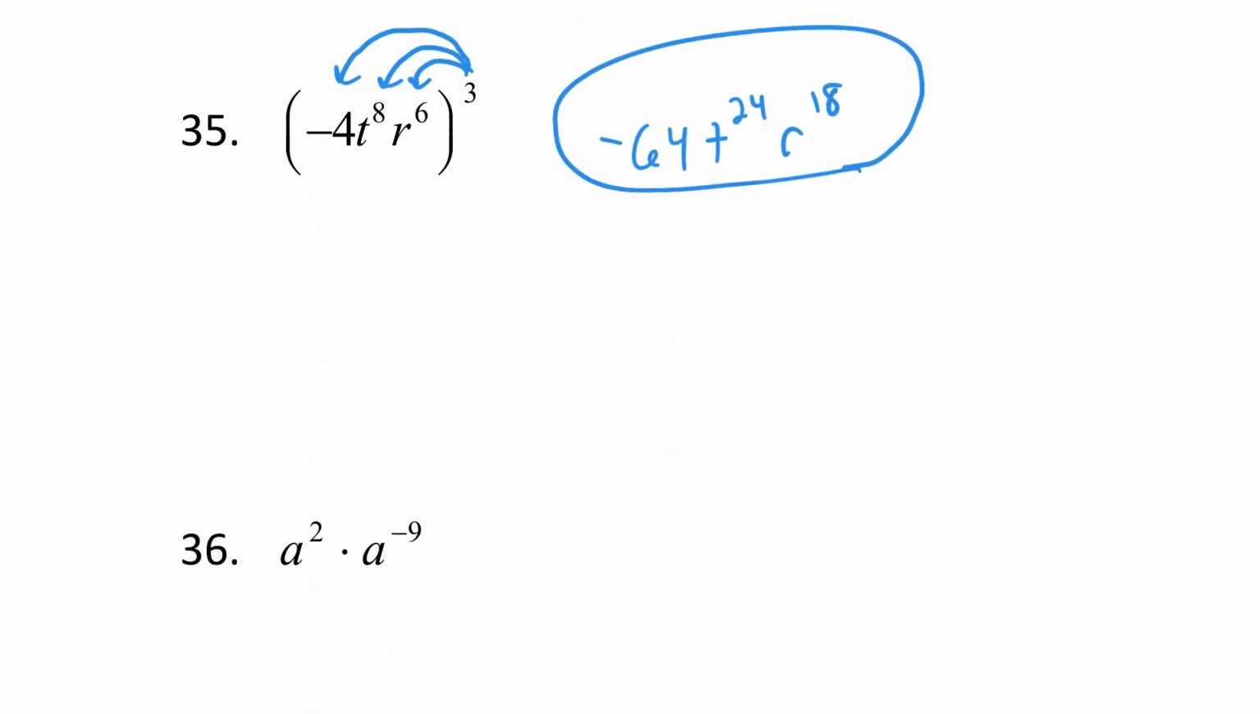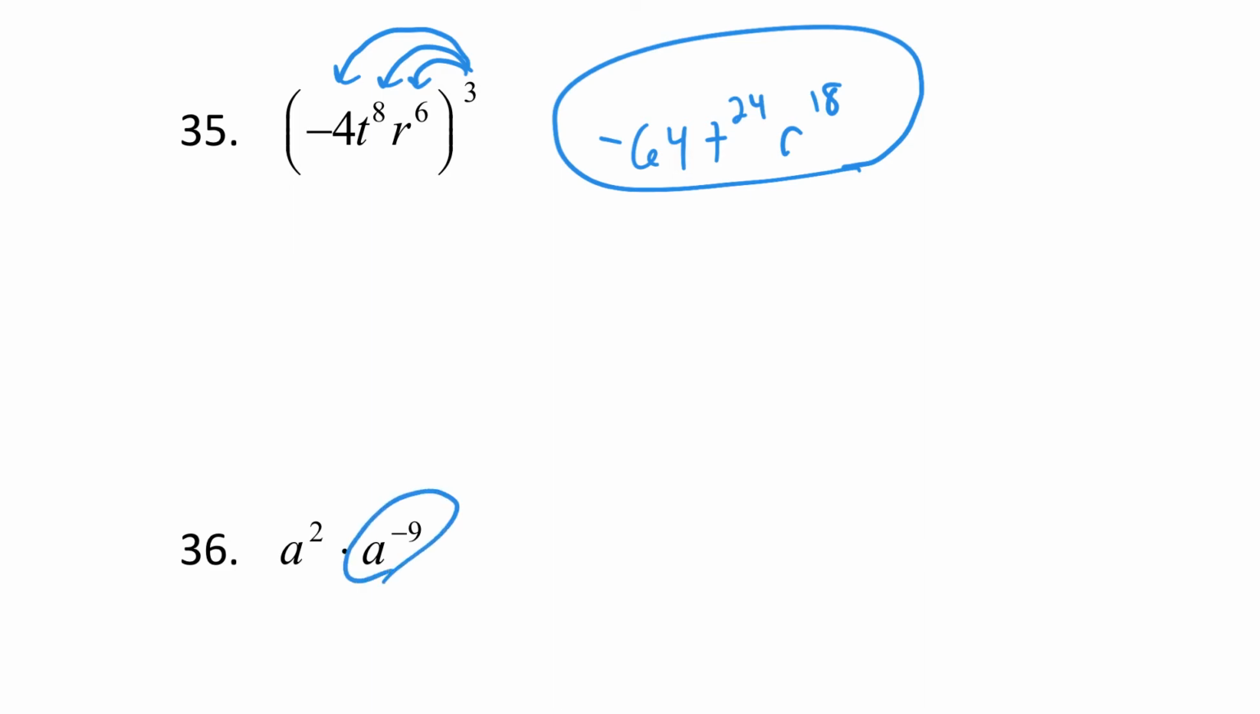Oh, here we go. All right, 36. A squared times a to the -9th. No, there's negative exponents here. I was told there would be no exponents that are negative. That's okay. We're all set.